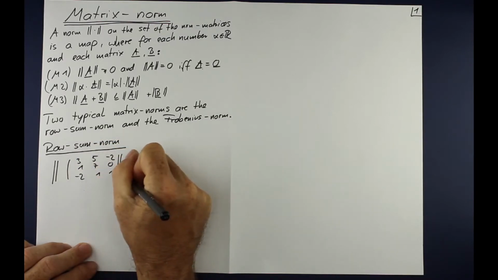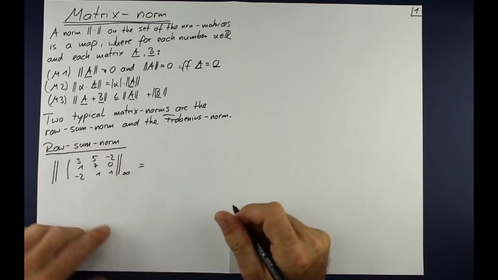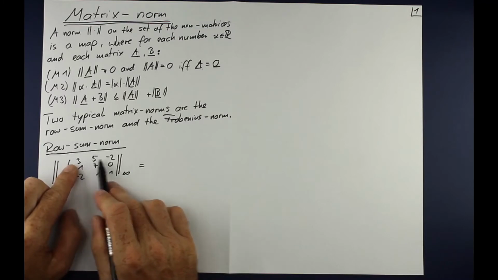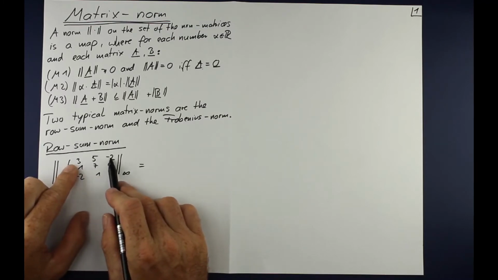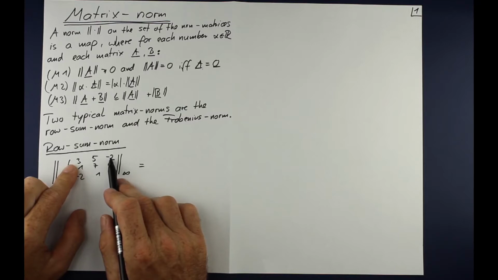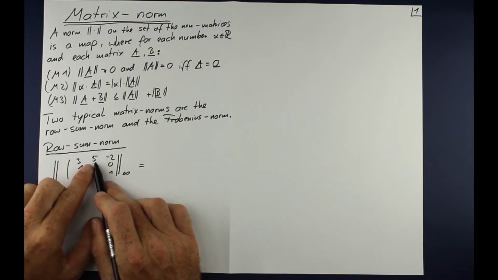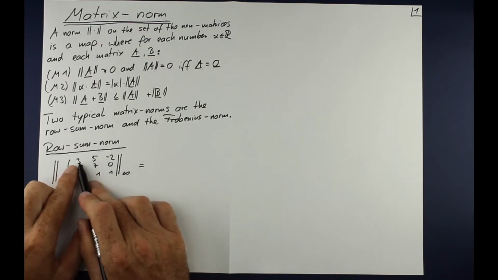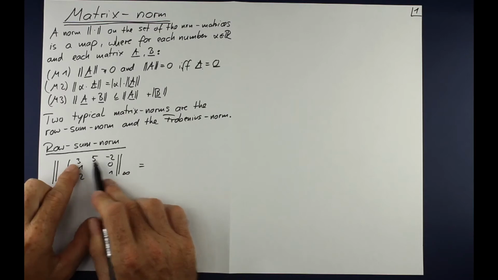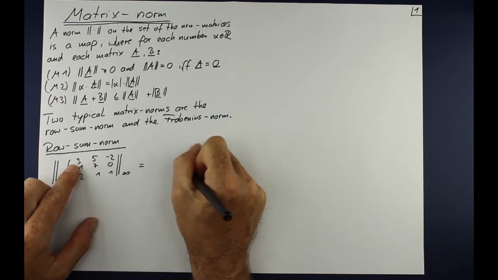And the row sum norm is the following. Let's add these three numbers, but not the numbers by themselves, but the absolute values of these numbers. So the absolute values are 3, 5, and 2. And now add 3, 5, and 2. This is 10. So we have a 10.